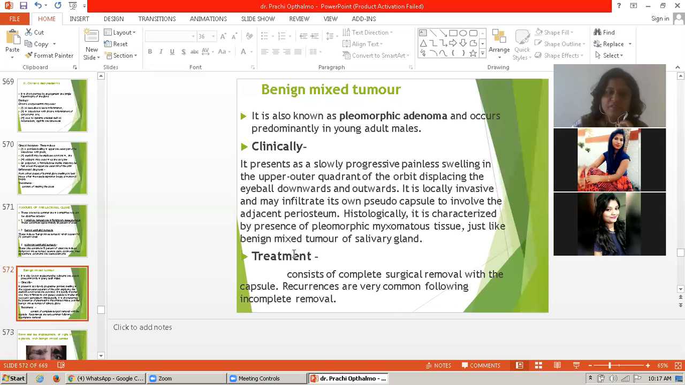salivary gland. So, treatment of the benign mixed tumor consists of complete surgical removal with the capsule, and recurrences are very common following incomplete removal. When there is incomplete removal of this benign mixed tumor, recurrences are common. So complete surgical removal with the capsule is required to treat the benign mixed tumor completely.